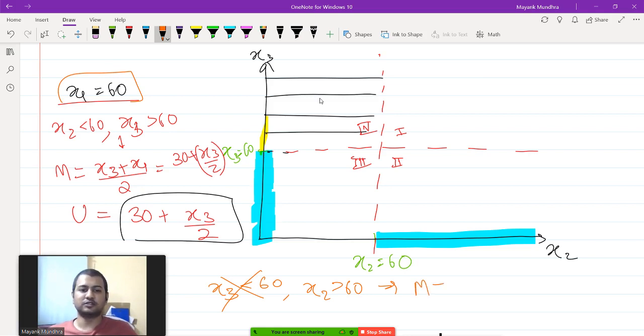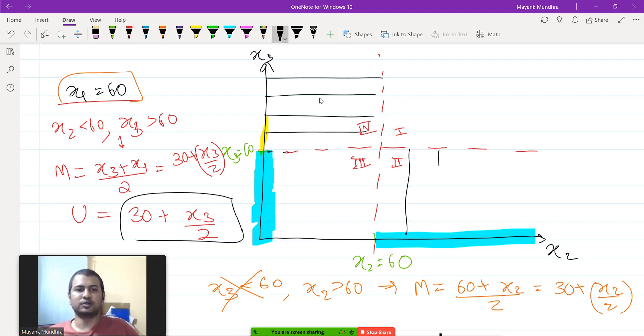So your marks become (60 plus x2) by 2, which is going to be 30 plus x2 by 2. For all constant x2 values, your final marks is going to be constant. So your ICs are going to look like this. These are basically your x2 equals constant lines.